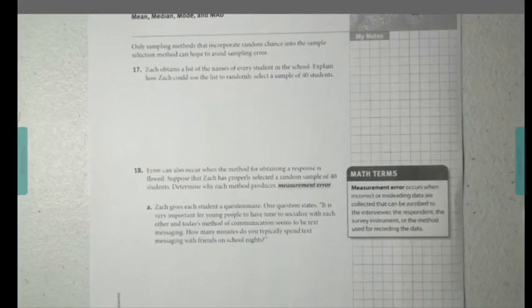The eighth section of lesson 36-1 covers questions 17 and 18. On the previous slide, you saw the paragraph.